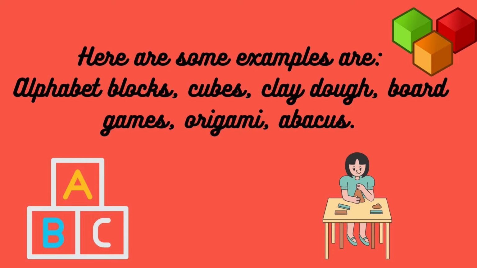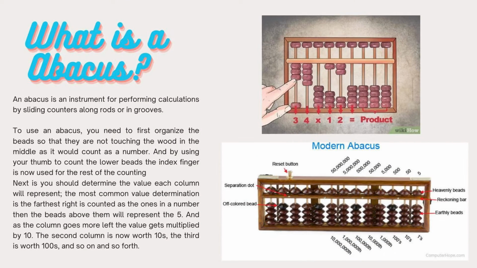We have alphabet blocks, cubes, clay dough, board games, and origami. An abacus. What is an abacus? An abacus is an instrument for performing calculations by sliding counters along rods or in grooves. To use an abacus, you need to first organize the beads so that they are not touching the wood in the middle as it would count as a number.